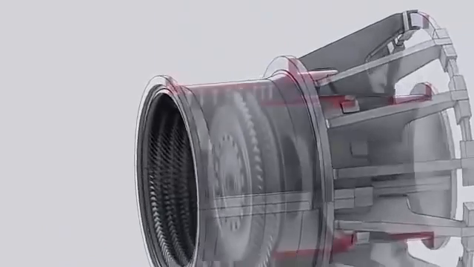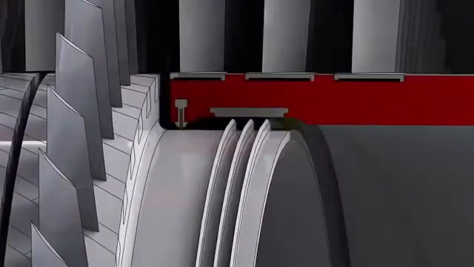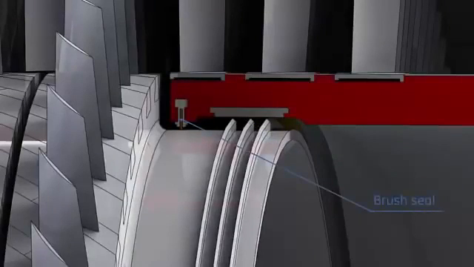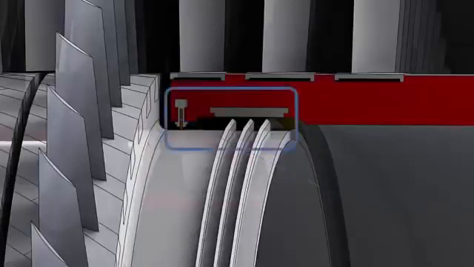At the forward end of the inner barrel, a honeycomb seal is installed to mate with the labyrinth teeth on the aft stub shaft. A brush seal is running against the rotor's smooth surface. This arrangement is also known as the high-pressure packing.